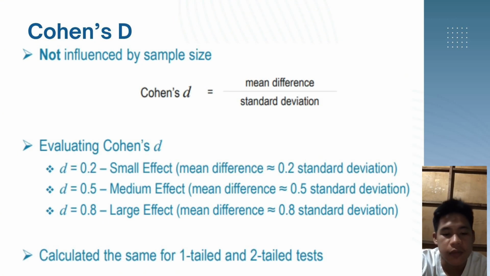Cohen's d is not influenced by sample size. The Cohen's d formula is the mean difference over the standard deviation. In evaluating Cohen's d, a d equal to 0.2 is a small effect, where the mean difference is equal to 0.2 standard deviation. A medium effect is a mean difference equal to 0.5 standard deviation, and a large effect is a mean difference equal to 0.8 standard deviation. It is calculated the same for one-tailed and two-tailed tests.